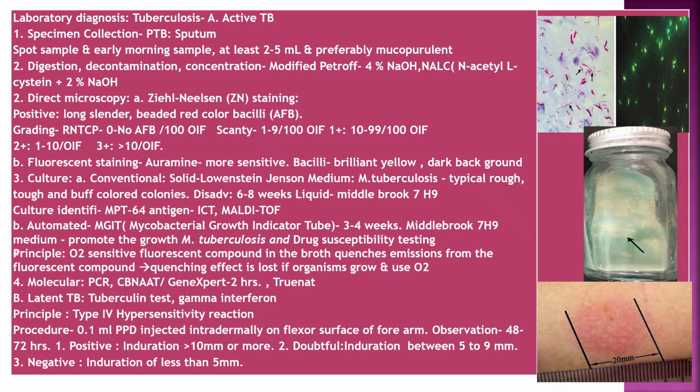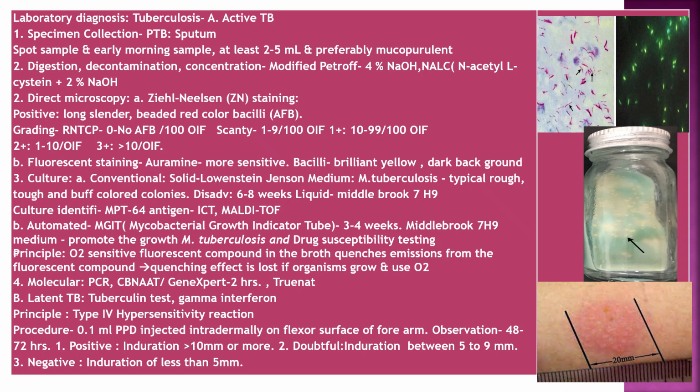Automated: mycobacterial growth indicator tube, MGIT. It takes 3 to 4 weeks. Middlebrook 7H9 medium is used to promote growth of M. tuberculosis and for drug susceptibility testing. Principle: an oxygen sensitive fluorescent compound in the broth quenches emissions from the fluorescent compound. The quenching effect is lost if the organism grows and uses oxygen. Molecular: PCR, CBNAAT, GeneXpert. You can get reports within 2 hours. TrueNat. Latent tuberculosis: tuberculin test or gamma interferon.